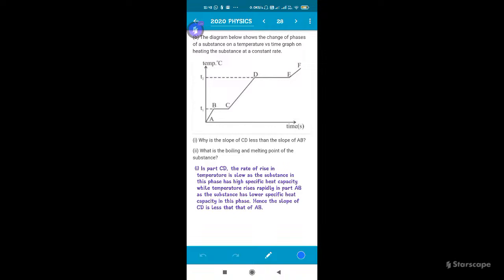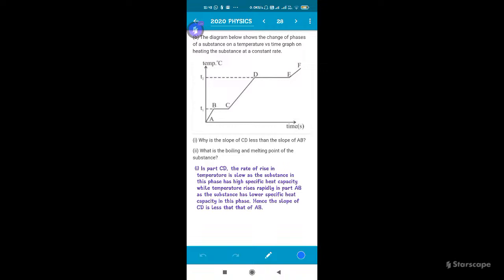The diagram below shows the change of phases of a substance on a temperature versus time graph on heating the substance at a constant rate. In the x-axis you have the time and on the y-axis you have the temperature. You have been explained the change of phase from point A to point F. So what is the first question?